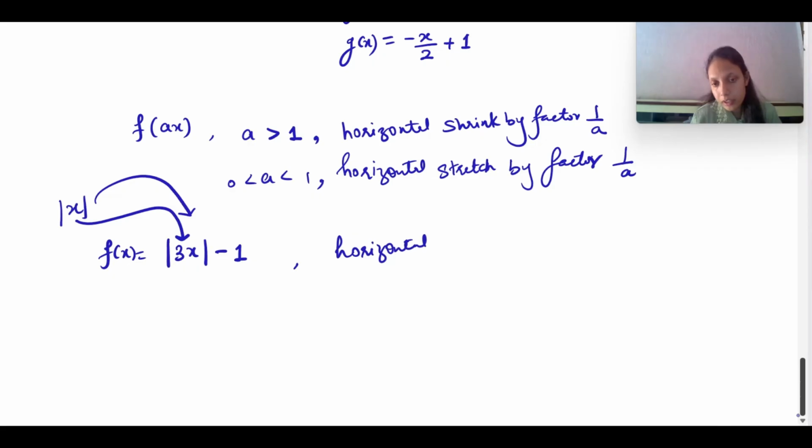Horizontal shrink. What is the factor? By factor 1 over 3. That is the first transformation. What's the next? It's a negative 1. Whenever an extra outside term is added or subtracted, it's a vertical shift up or down. So negative 1 means down, 1 unit down.